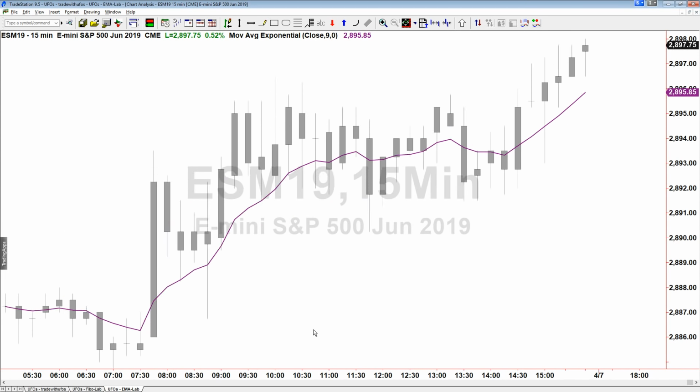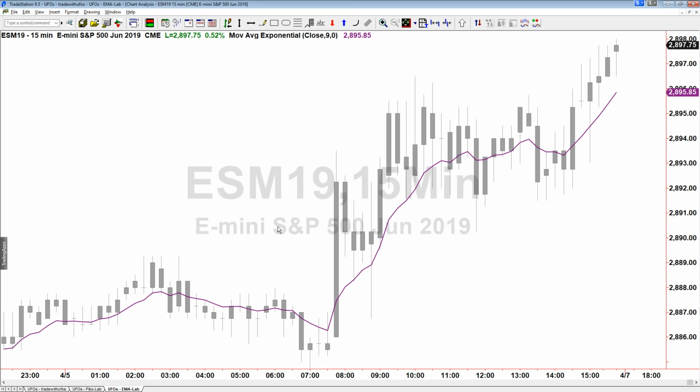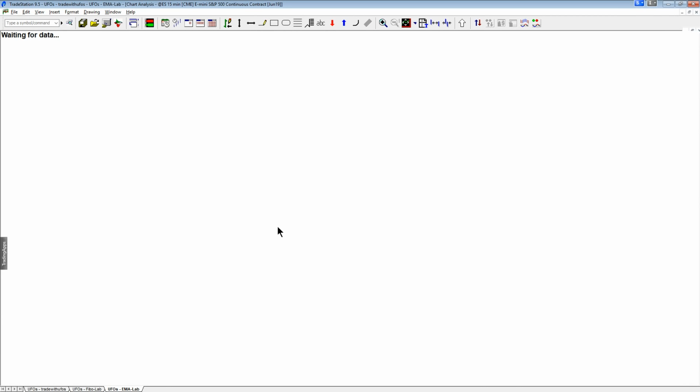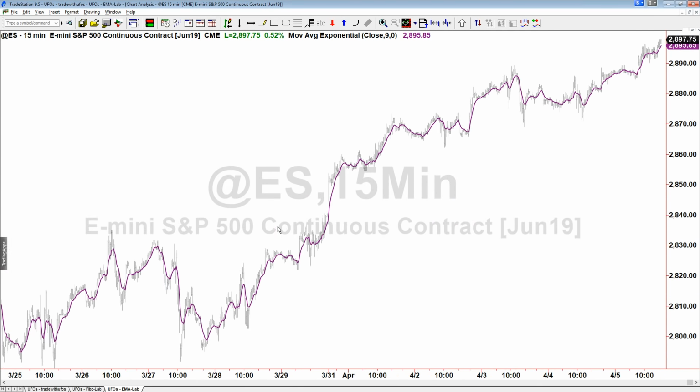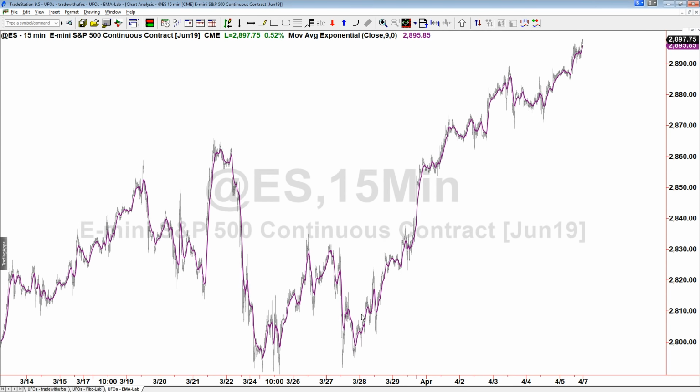If I use this 15-minute time frame, let me use the continuous symbol because I want to use a lot of data. And by the way, I need to talk about symbols. So if I load a lot of data here, you see that the 9 is going on top of price all the time. The purple line is on top of price all the time, right? And basically, you have a potential opportunity to go long or short every time price is close to that line, right?